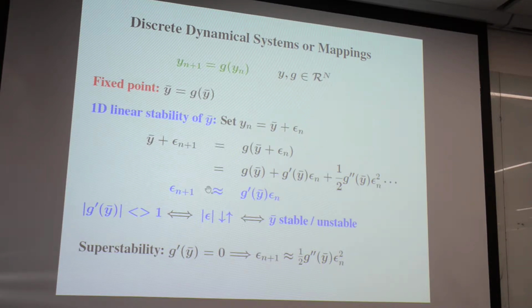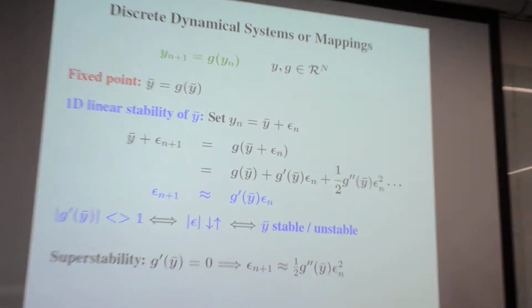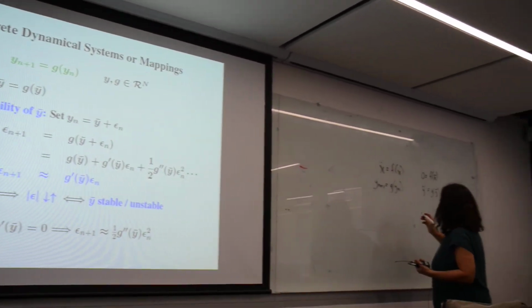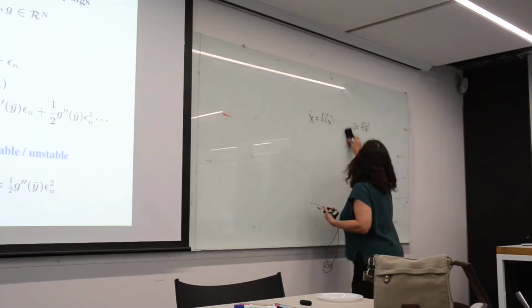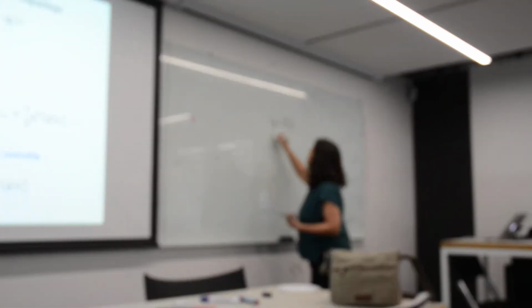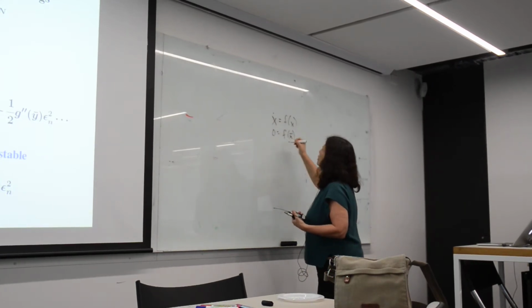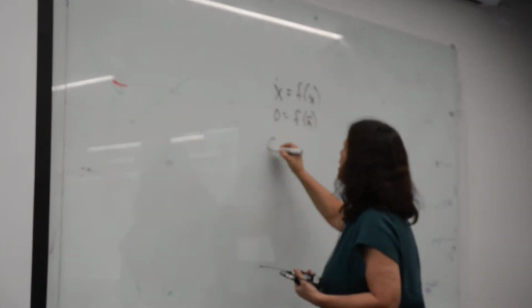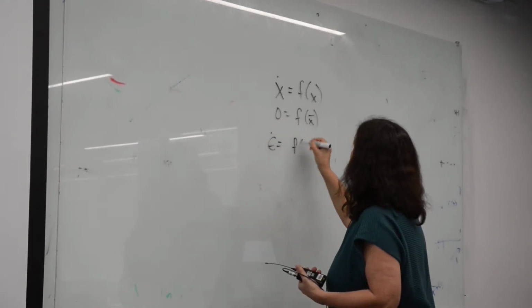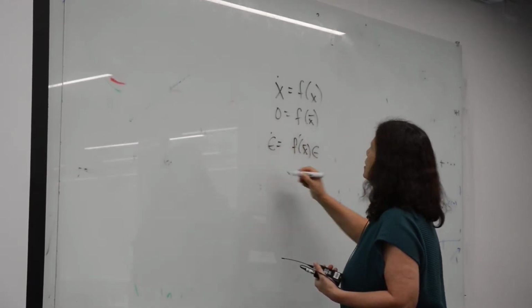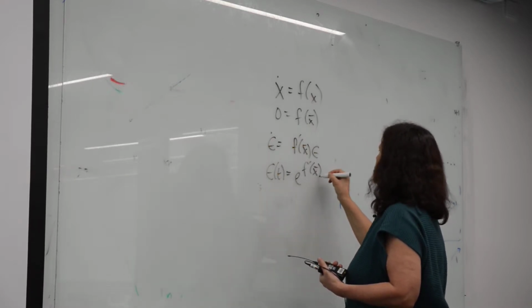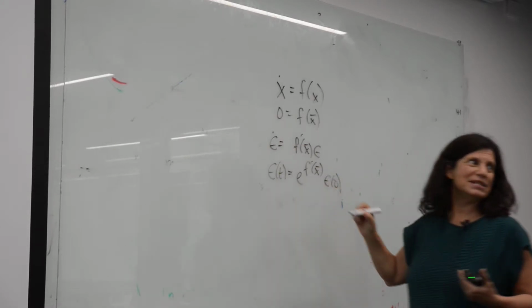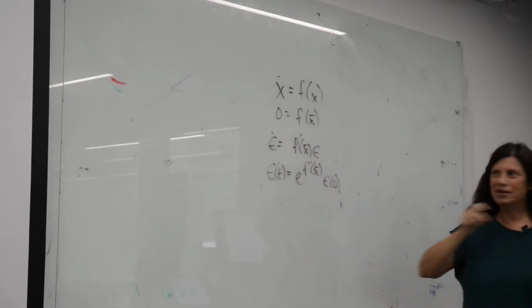Now, this is a difference equation, whereas before we had the differential equation. Let's write it in a different way. Before, for the perturbations, we had epsilon dot equals f prime of x bar epsilon, and so epsilon of t equals e to the f prime of x bar t times epsilon 0. I'd made a mistake there, and someone corrected me. I don't know if he's still here.